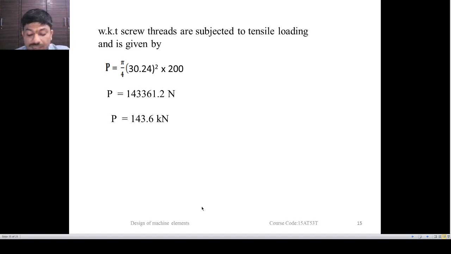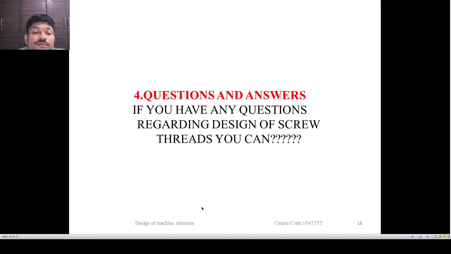So this much tensile load is acting on the bolt. In this session we have covered three important problems, that is, basic problems based on the tensile stress induced in the material of the bolt. Okay, let us proceed further. If you have any queries or questions regarding these problems, you can ask now.